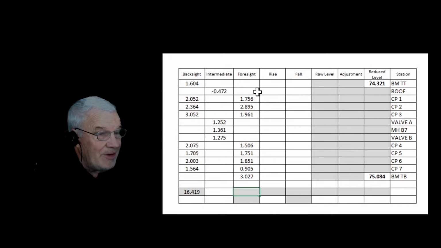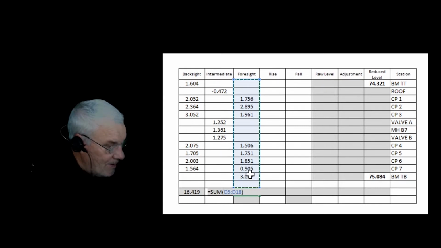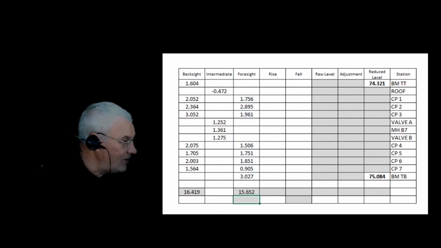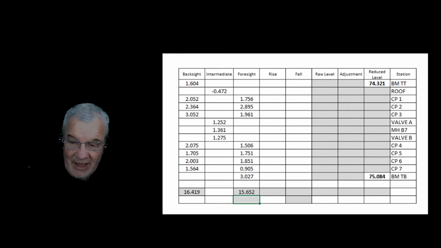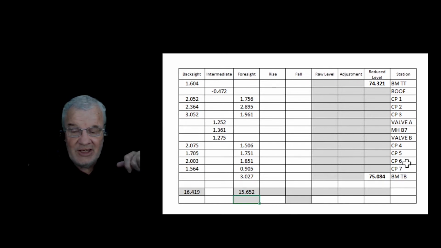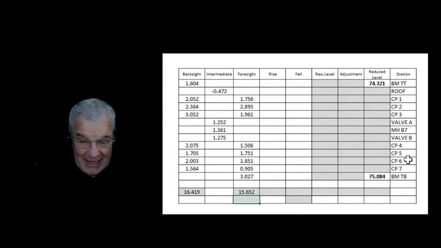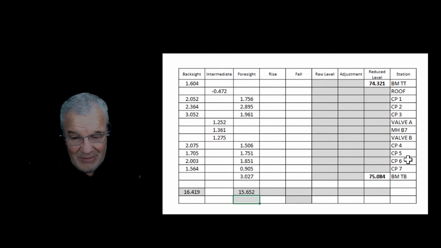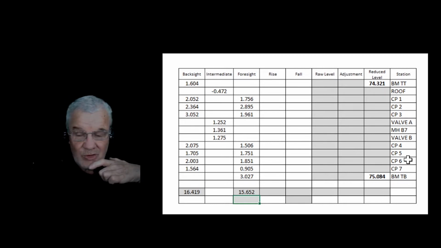Okay, so I'm going to add up the foresights as well using auto sum. There we go. Boom! 15,652. And you'll notice that this field note is going from a known mark to another known mark, unlike what we've done in our practicals, where we've gone from one mark and ended up back on the same mark. So our backsights and foresights should be equal.